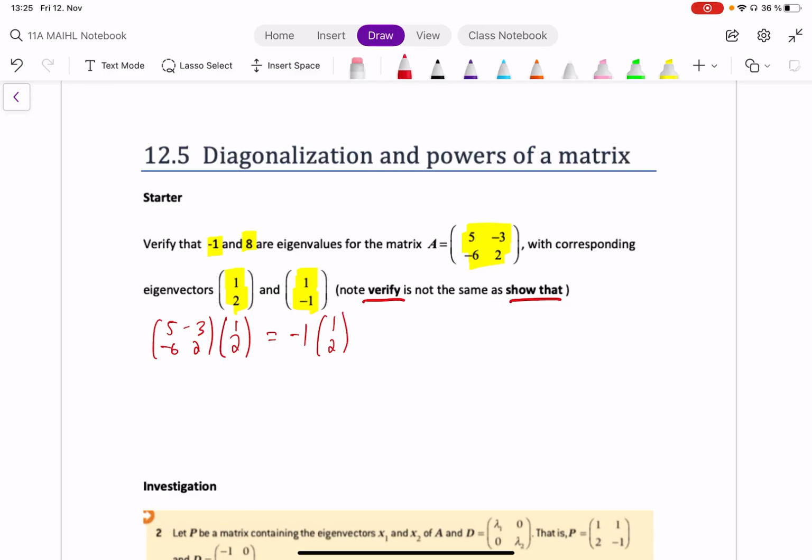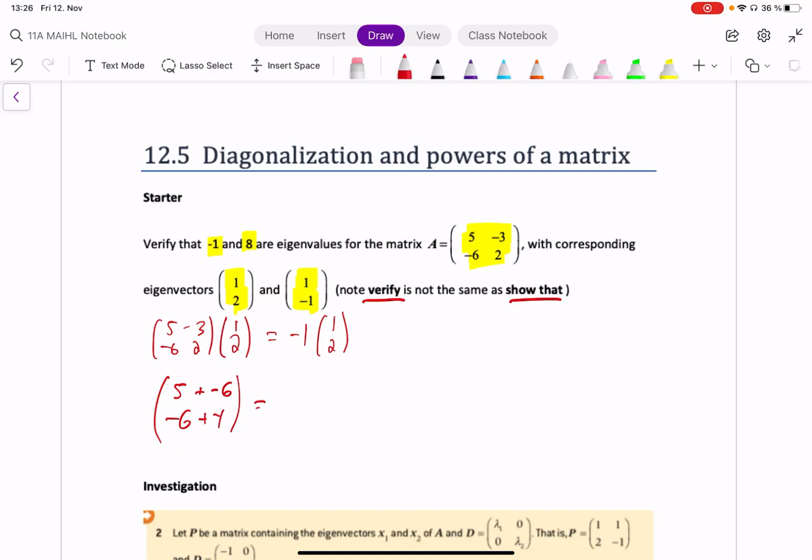And so we can do this multiplication on the left. This is multiplication we should be able to do by hand. We don't necessarily have to use the calculator. 5 times 1 is 5. -3 times 2 is -6, so plus a -6. And then -6 times 1 is -6. And -2 times 2 would be +4.